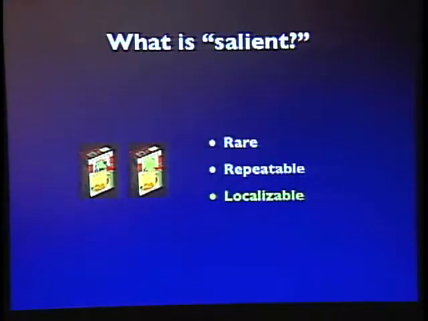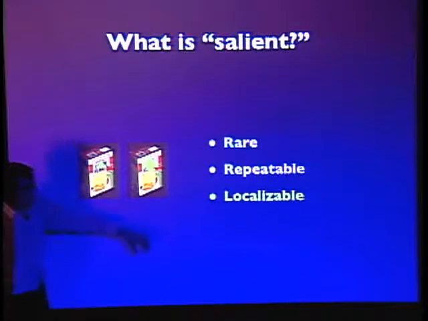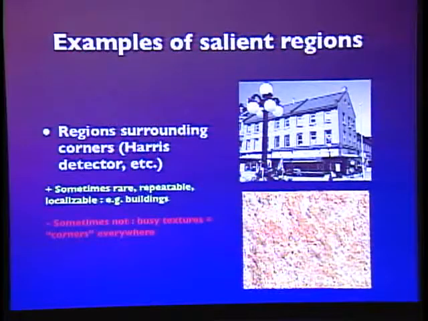And it should be localizable, which is to say that, well, this just gives an example of that. So if there's an interesting part of the region of the image that's right here, it should always say that this region is this size. It shouldn't kind of oscillate between being small in one image and being large in another image. So rare, repeatable, and localizable.